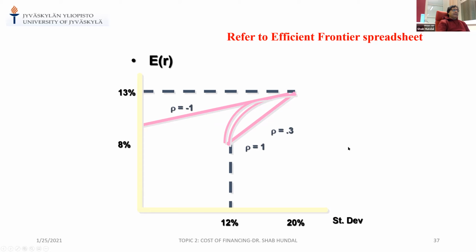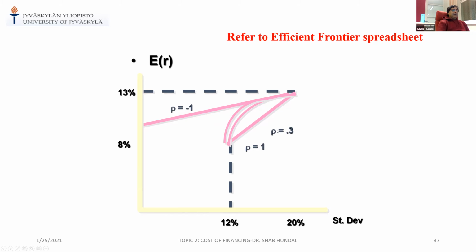Or I can take an example of, for example, BP and Shell, Microsoft and Apple. So these are very closely correlated stocks. So here you can expect that for the same amount of risk, the return can be the least.